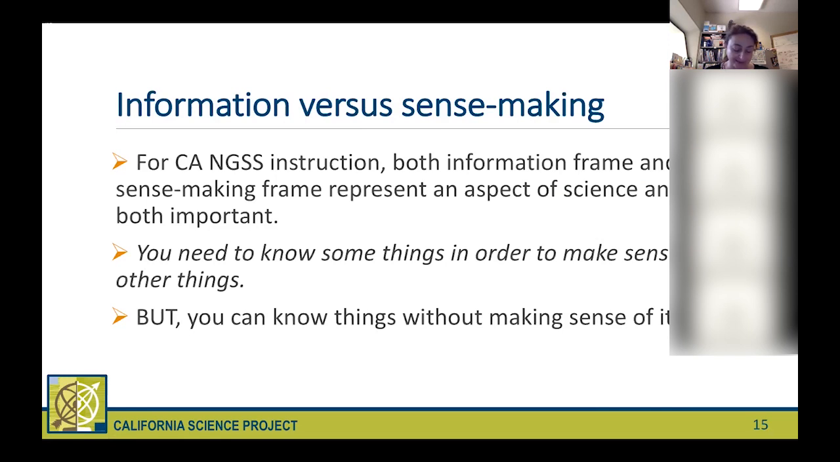Because what I said is that you need to know something in order to make sense of something else. That something you need to know might be as simple as the vocabulary that you need to use to name the phases of the moon. But then there is a time and place for the students to be informed of this vocabulary. And you can know a lot of things, but never understand how to use that knowledge.